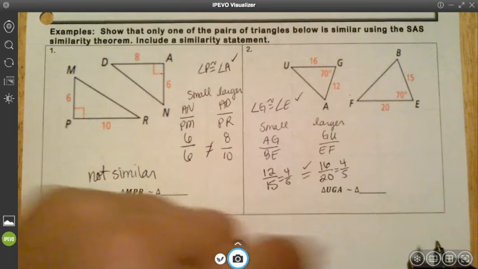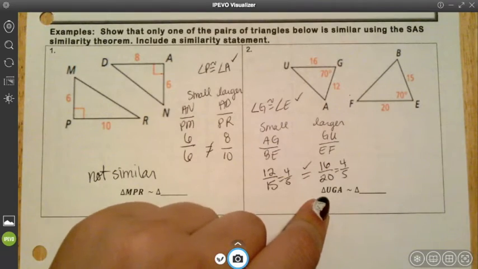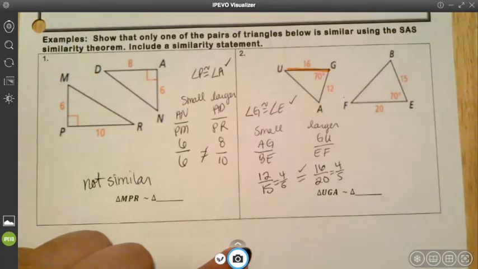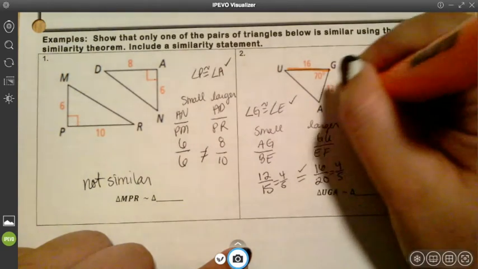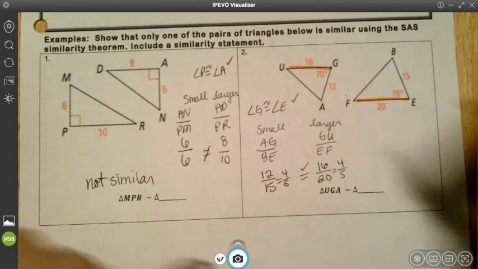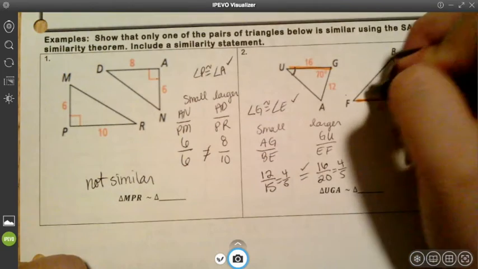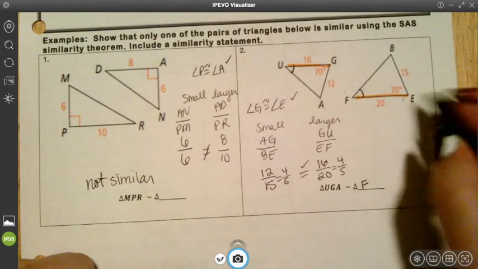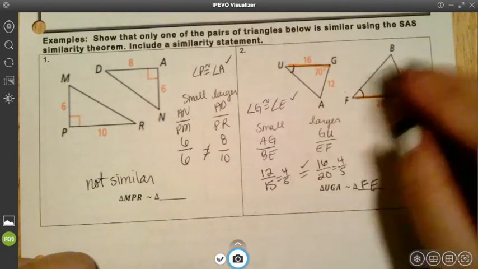So which vertex corresponds with U? Well, if I start from my given angle, this is the larger side. So from the given angle, the larger side is EF. So which angle corresponds with U has to be the one from the orange side. So it's going to be F, G is the given angle, and A is the other one.